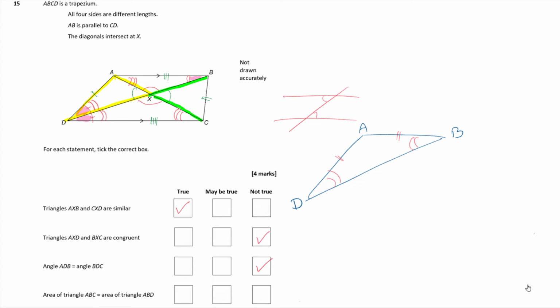Then finally, area of triangle ABC is equal to area of triangle ABD. So where's that then? Let's get rid of some of the yellow, because otherwise it's going to be super confusing. So then ABC, triangle ABC, this triangle, has that got the same area as ABD? I got that the wrong way around, but you get the idea.